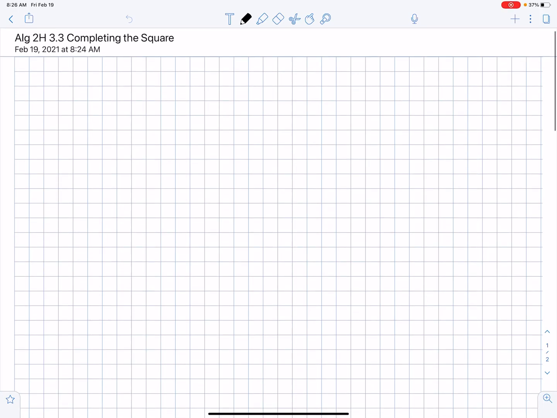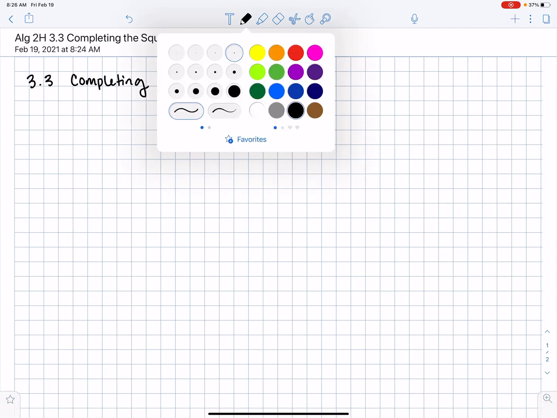Okay, and welcome to one of Miss Lawrence's favorite topics, section 3.3. We are going to be completing the square. Today's one of those days where you're like, Miss Lawrence, why didn't you teach us this eons ago? It would have made life so much easier. But we get to learn about it today.